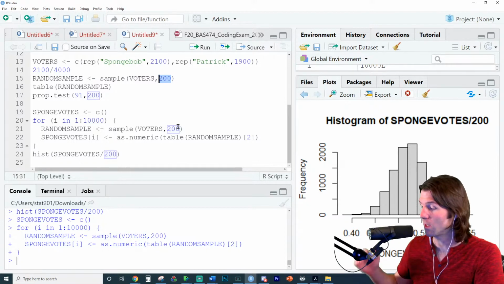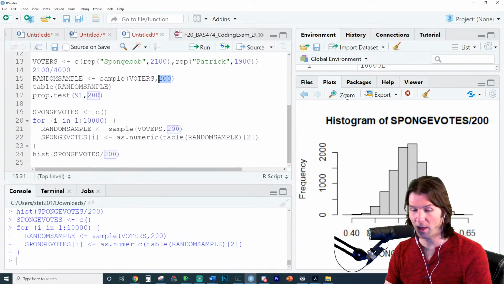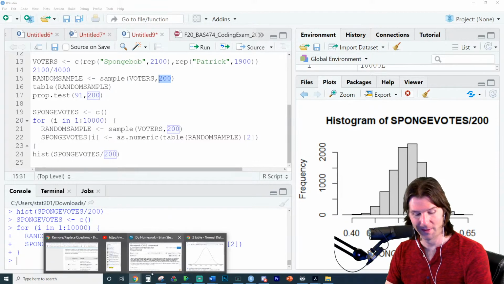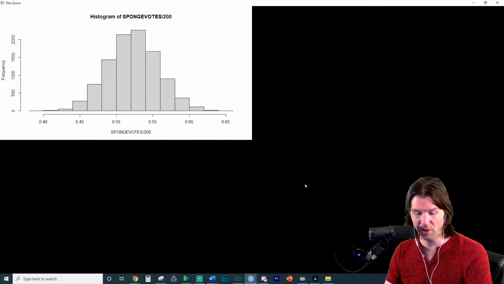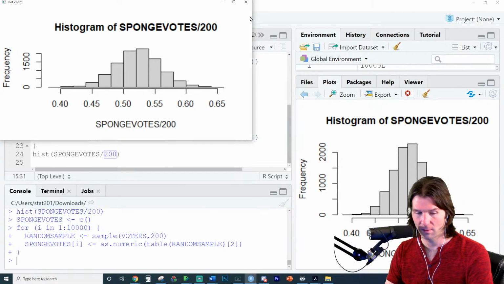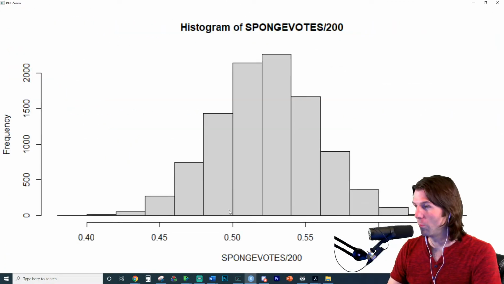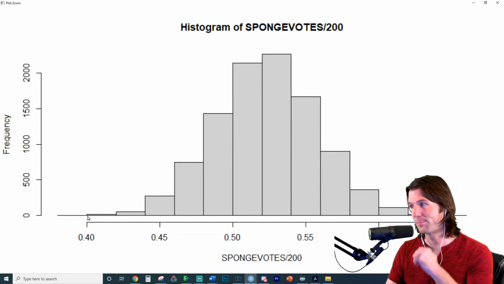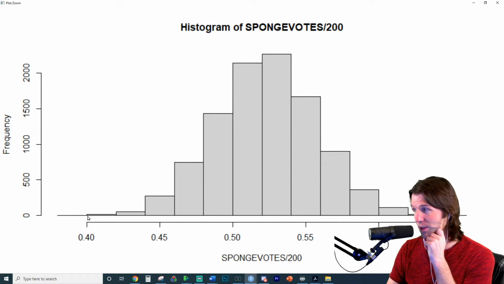But you can see here there's a bunch of uncertainty. Even though SpongeBob is going to win the election, there's so much uncertainty. We could predict, like you could get a random sample that could have SpongeBob down here at 40%. So there's a lot of uncertainty.